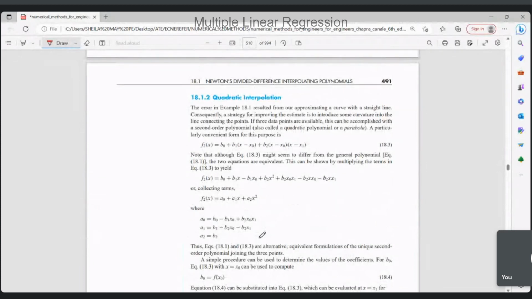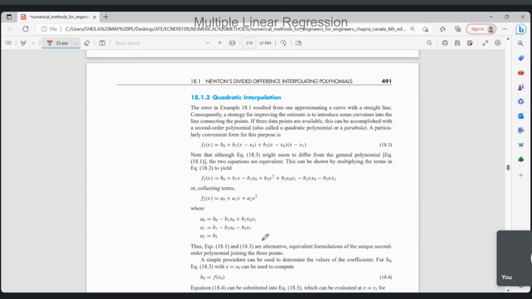Okay. The error in example 18.1, which is the linear interpolation, resulted from our approximating a curve with a straight line. A strategy for improving the estimate is to introduce some curvature into the line connecting the points. If three data points are available, this can be accomplished with a second order polynomial, also called a quadratic polynomial or a parabola.